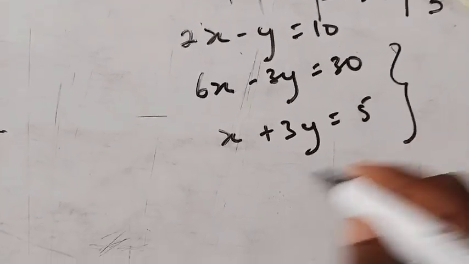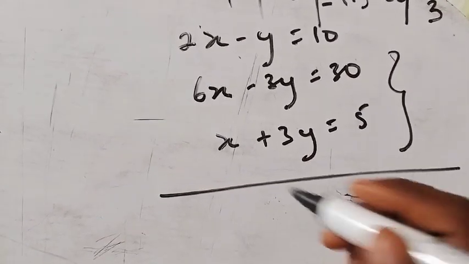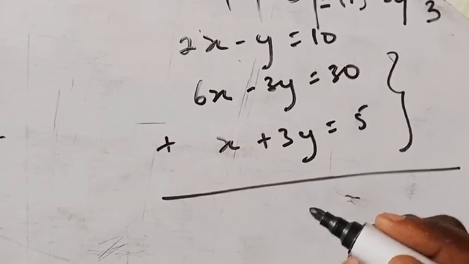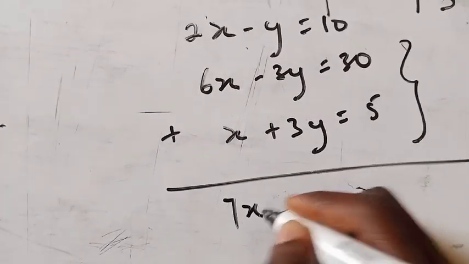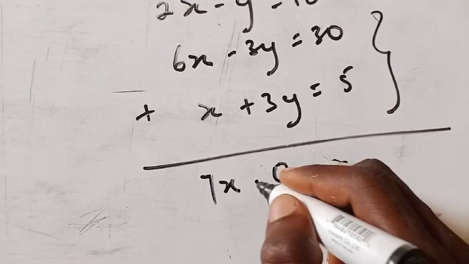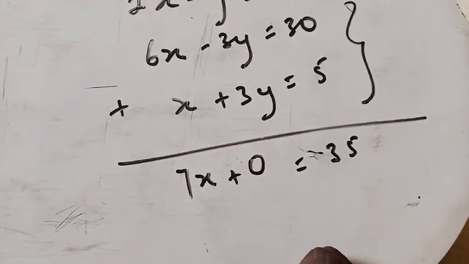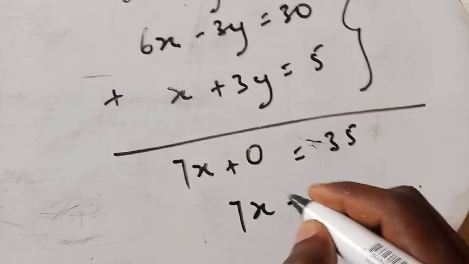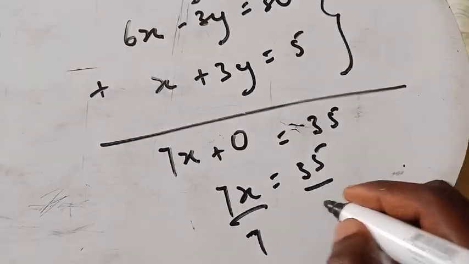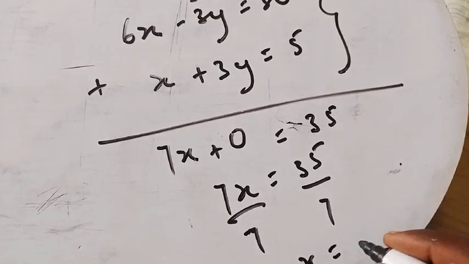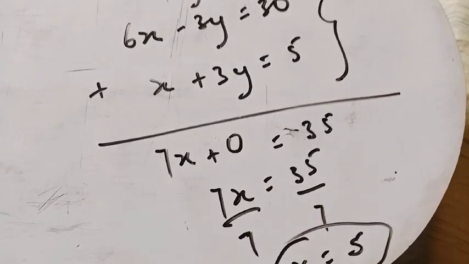Now here we can see clearly that if you add these two equations, one variable has to vanish. So that's very simple and straight. Adding these, that will give us 7x, and then minus 3y plus 3y is equal to 0, and then everything is going to be 35. We know what to do. So we have 7x equal to 35, divided by 7 on both sides, and have your x equal to 5. Is that okay?